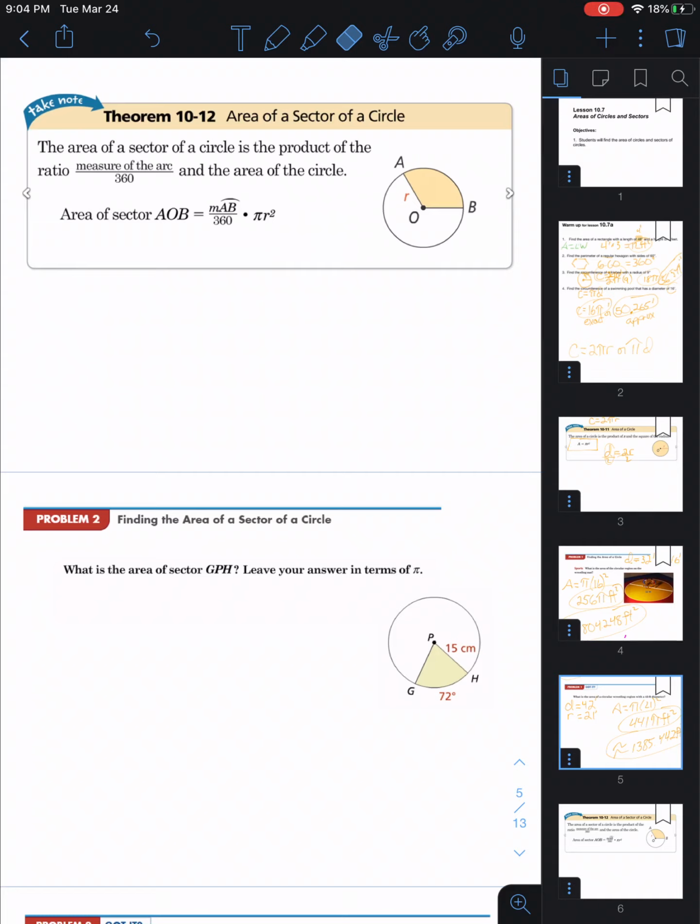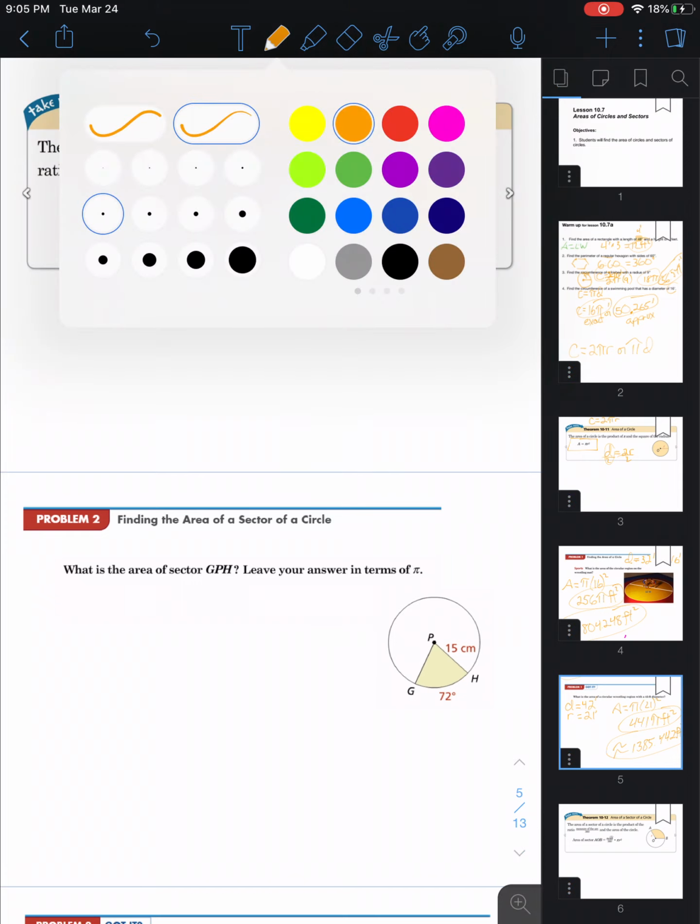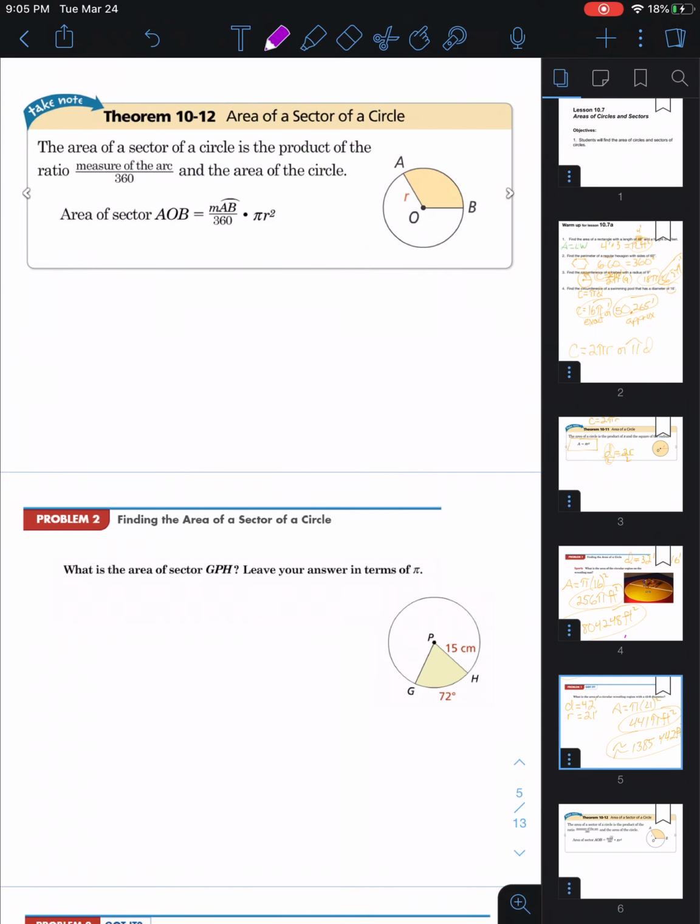Okay, we're back. Section 2. Let me recap. We're going to look at the area of a sector of a circle. Now think with me here quickly. We said that the area of a circle was pi r squared. You're going to see that pi r squared right here in this formula. So we're going to get a portion of the entire area.